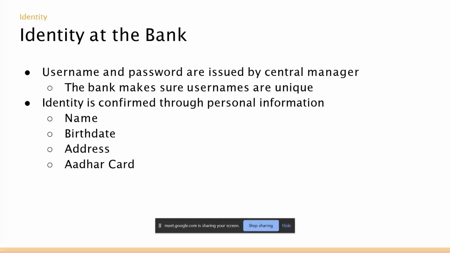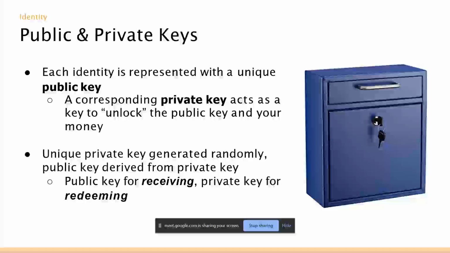Identity at the bank. Now suppose you go to a bank. Whenever you want to open an account, the bank will ask you for your name, birth date, address, Aadhaar card, and a lot more. So that is identity at the bank. The bank will also give you a unique username and an account number. That will be your identity at the bank. Next, let's talk about public keys and private keys.